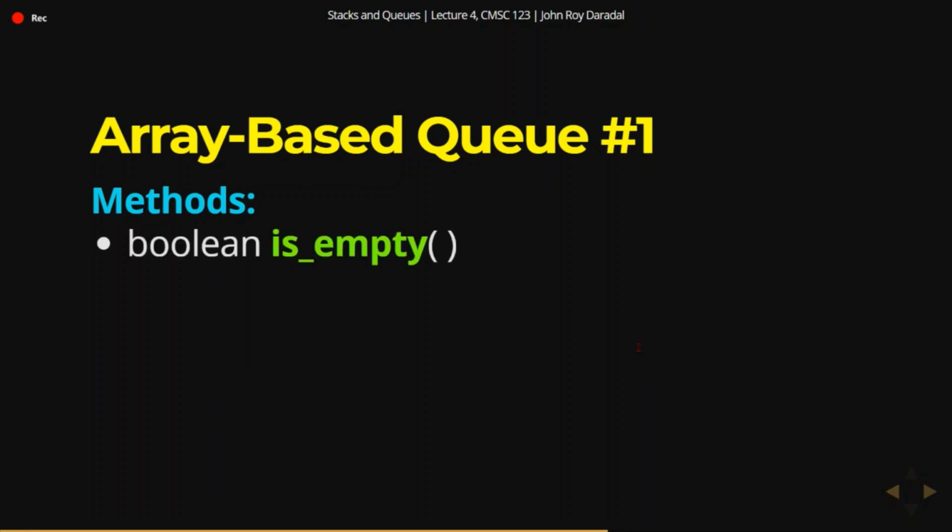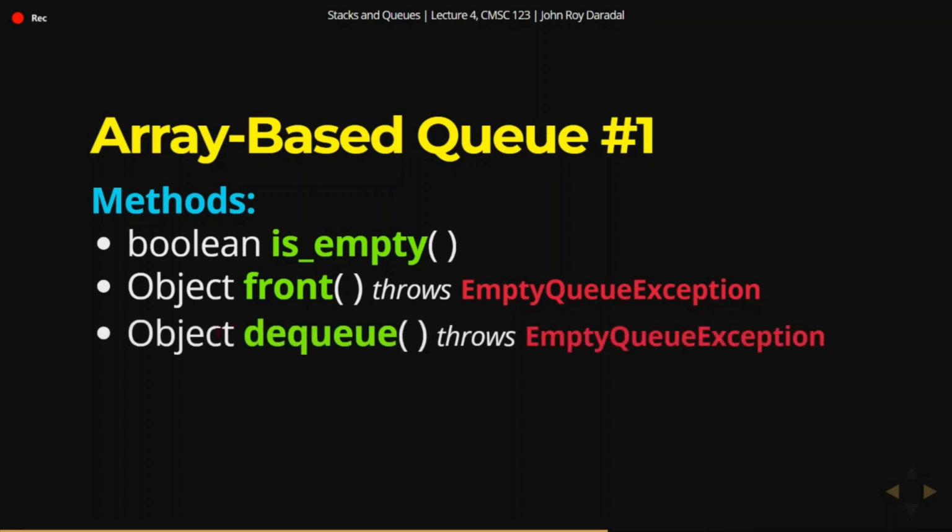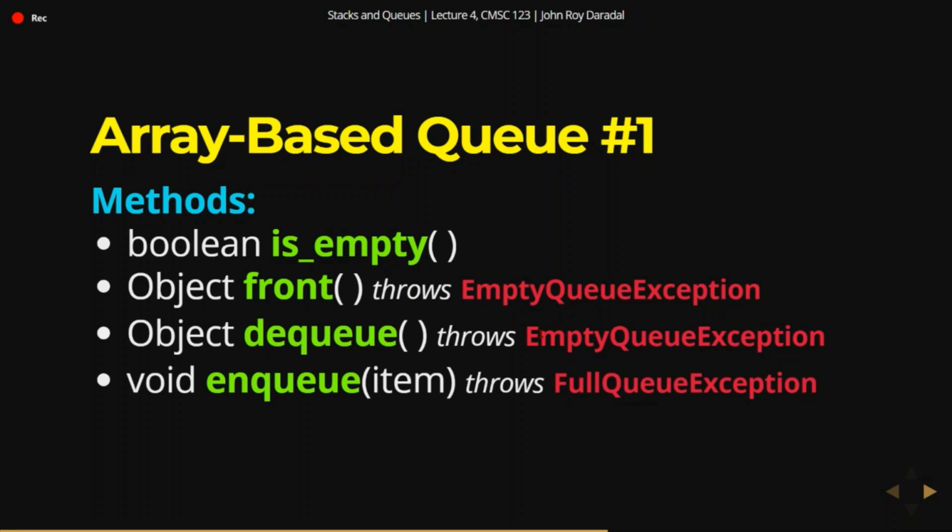Now for the methods, we'll still implement is empty, which returns a boolean, front, which returns an object, and could throw an empty queue exception. So same with the dequeue. So it returns an object and it throws an empty queue exception because again, if you get the front item or remove the front item, if it's an empty queue, then it will return an exception or an error. And then lastly, enqueue doesn't return anything, so it has a void return type. And it throws full queue exception because take note, this is array based, so we have a limited capacity. Okay.